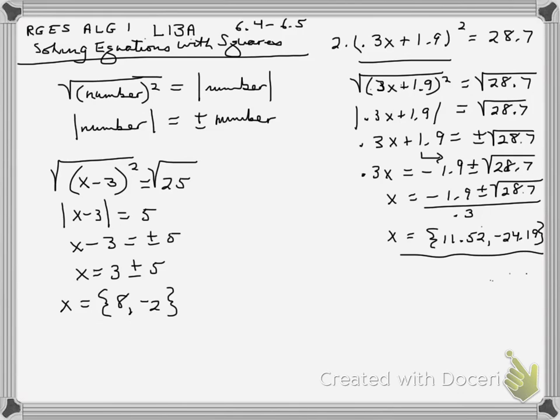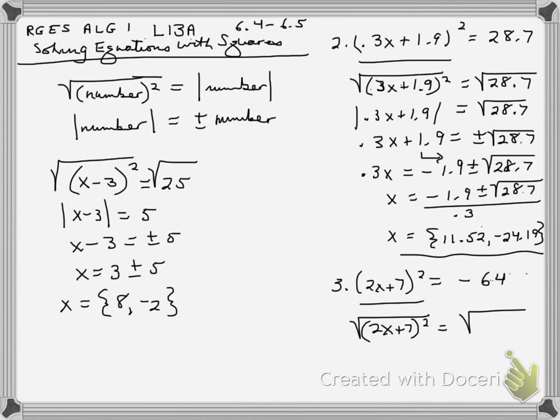Okay, let's do one more example here. Anytime we have something squared equals something, we can take the square root of both sides. So we're going to take the square root of (2x plus 7) squared equals the square root of negative 64. And notice what we have here is a problem, because we can't take the square root of a negative number. So my solution would be the null set. There are no proper solutions for that.